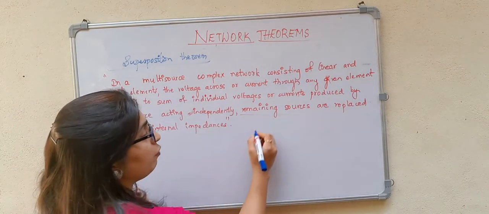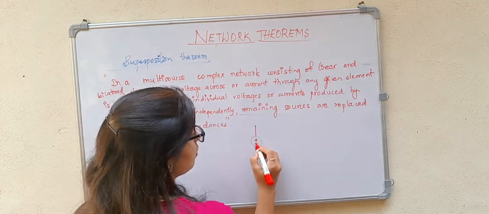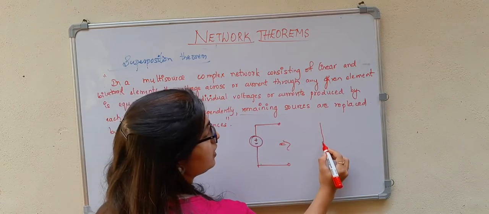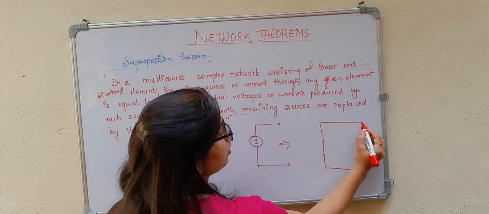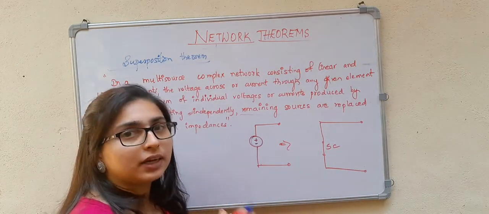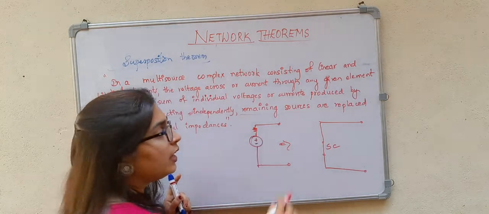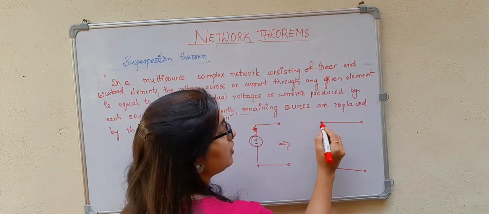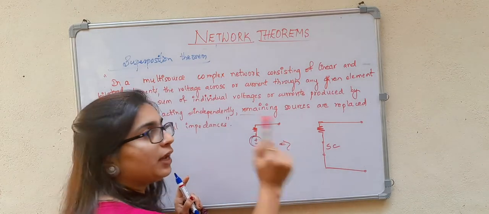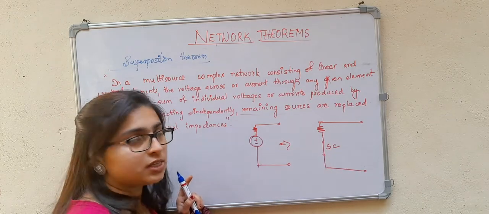The remaining sources are replaced by their internal impedances. That means a voltage source will be replaced by a short circuit, that is, a direct connection. But if you consider a practical voltage source, it will have an internal resistance. In that case you should not alter this resistance or modify it in any way. It should remain in the network as it is. Only the voltage source itself is replaced by the short circuit.